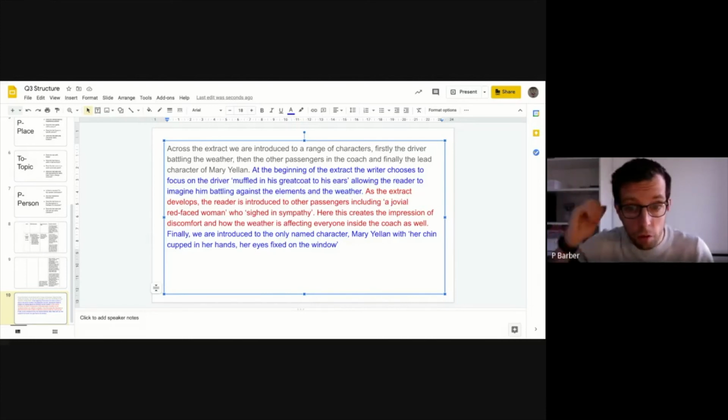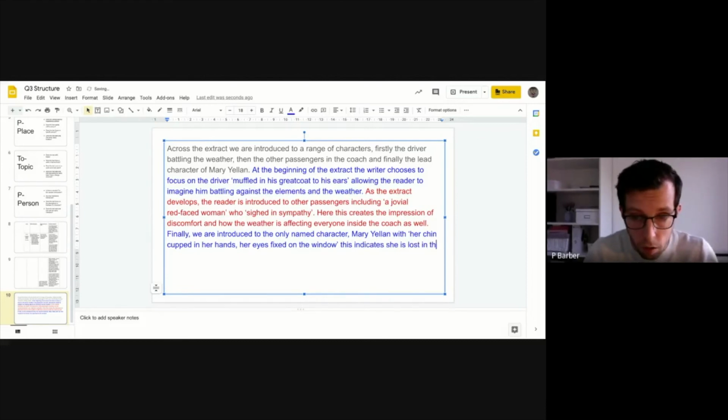So finally, we were introduced to the only named character, Mary Yellen, with her chin cupped in her hands, her eyes fixed on the window. This indicates she is lost in thought and helps to create the pressure that she is heading into the unknown.